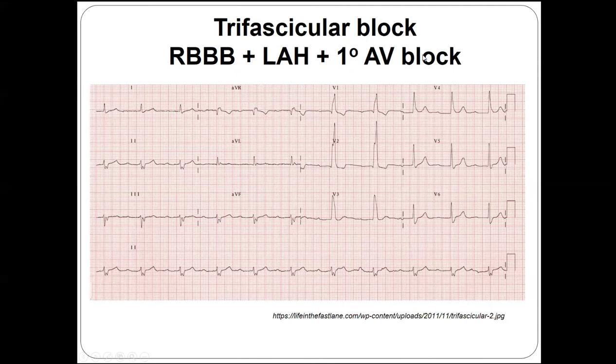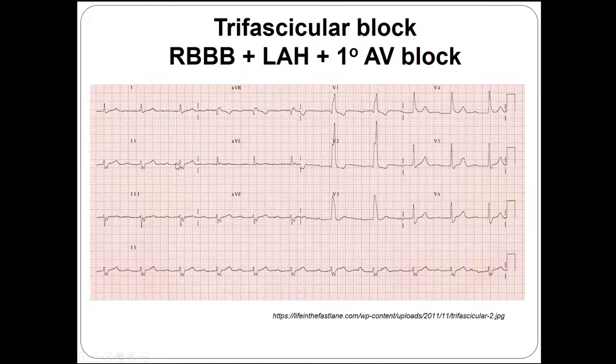Now, trifascicular block. What does trifascicular block mean? Trifascicular block means that we have a bifascicular block, right bundle branch block and a hemiblock, plus we do have a first degree AV block. So the PR interval is elongated.